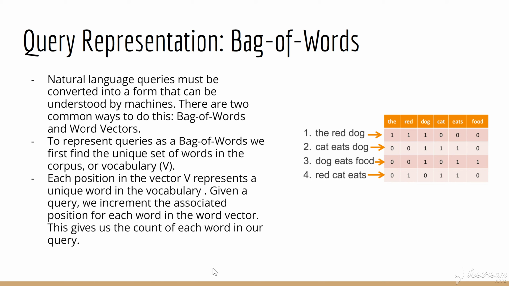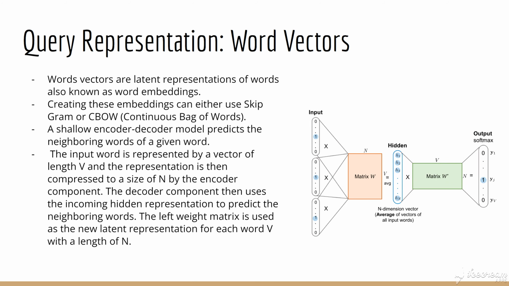Now let's go ahead and talk about the second way in which you could represent queries, and that is with word vectors. Word vectors are a latent representation of words, also known as word embeddings. Creating those embeddings can use two different algorithms, skipgram or continuous bag of words. A shallow encoder-decoder model predicts the neighboring words of a given word.